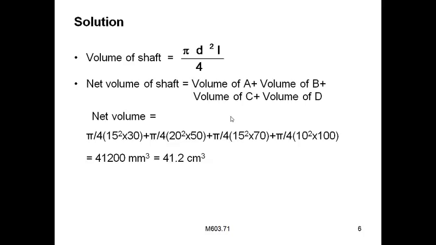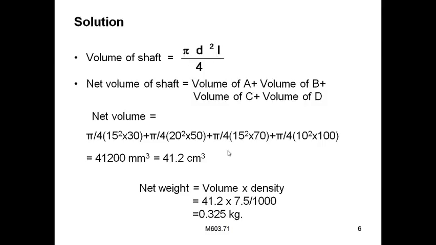You calculate the volumes like this, because this problem is similar to the previous problem, so I will move faster than the previous problem. You calculate the volumes of sections A, B, C, D: pi by 4 d square into L will be the volume. You calculate the net weight by multiplying with the density. In this case the density is 7.5 grams per cc, so dividing by 1000 will give you the kgs. So you have obtained the net weight.